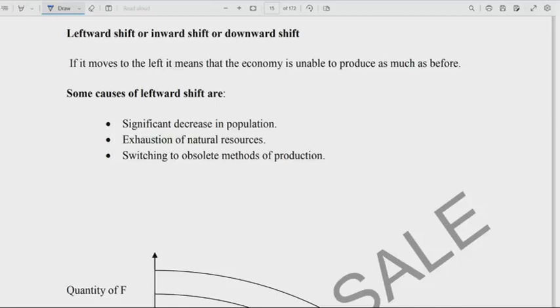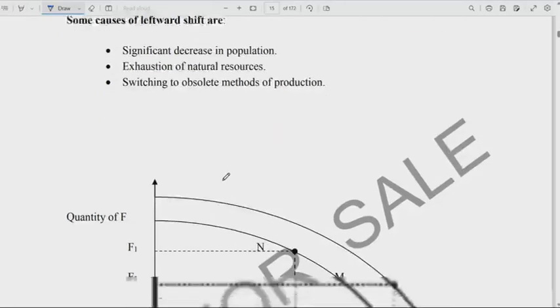Exhaustion of natural resources. So our mineral sites have been exhausted. We can no longer mine that mineral resource. That means we can no longer produce that, right? Switching to obsolete method of production. You have actually switched to something that is what? Obsolete. For example, you're using machinery, then you're saying that we'll be using human people, right? So basically, that's something that can cause that. It's not a good thing when the possibility curve actually shifts to the left, right? We want it always to shift to the right, right? That means we can now be able to produce more.